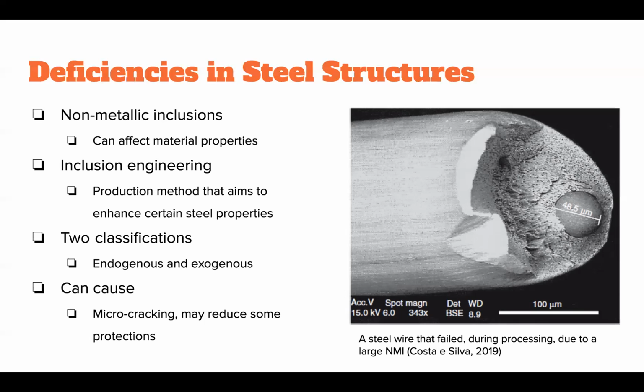There are some classifications of NMIs that do exist, but they are rather arbitrary due to a lack of standard criteria. NMIs can cause microcracking, which may reduce some protection. This is an image here that shows a steel wire that failed during processing due to a large NMI.